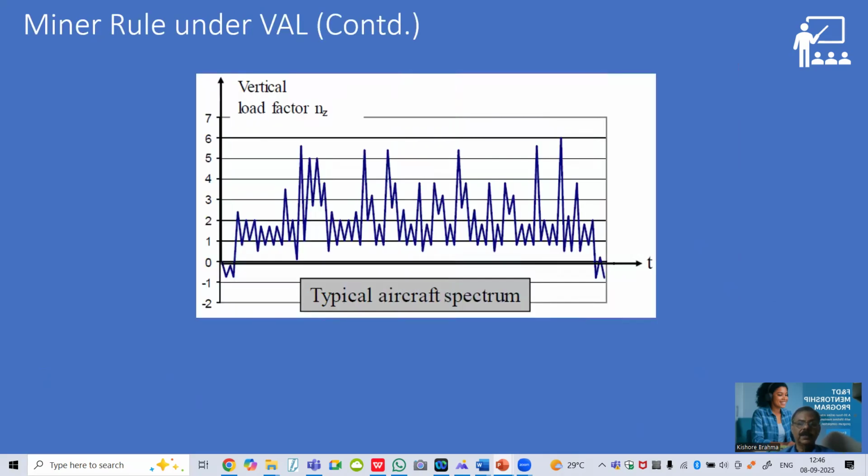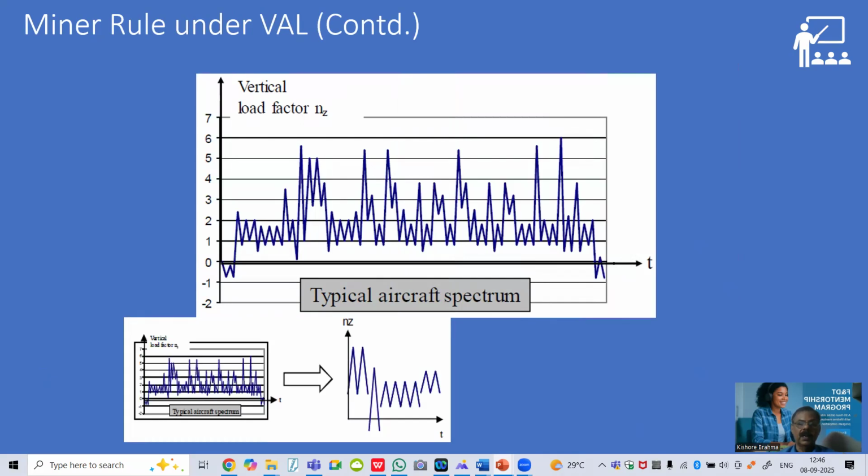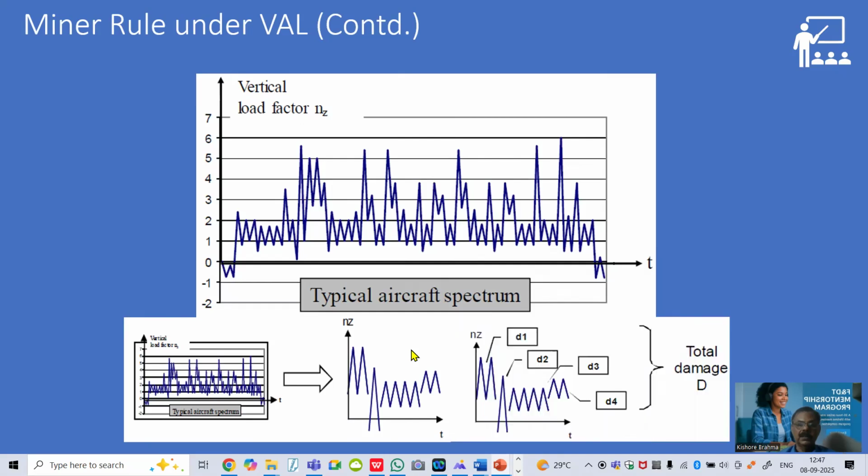Now, when it is extended to a typical aircraft spectrum, still one can identify and isolate the number of peaks and troughs that constitute a cycle and the number of times it is forming a cycle. Based on that, one can find out the respective damages. Then later on, total damage can be calculated.